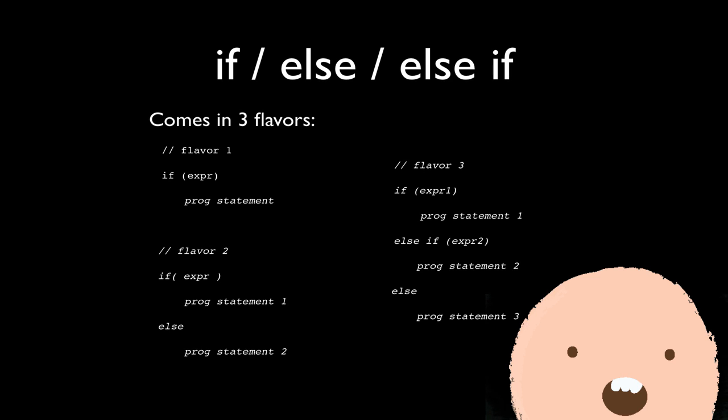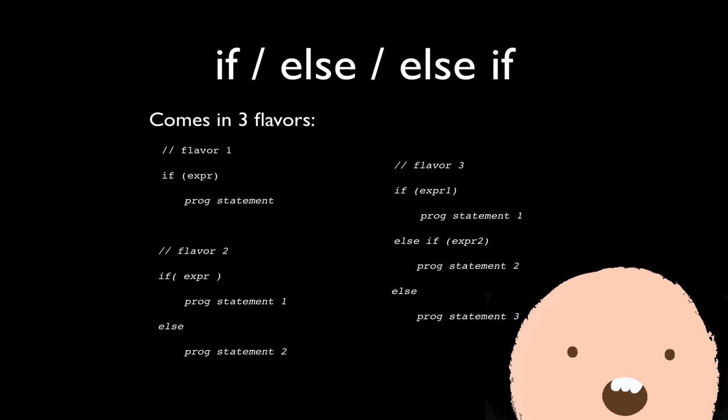In flavor 3, we have the if expression 1 and then some code. Then we can add the keywords else if and a second expression, and we can continue that on as much as we want. So we can have many else if statements in one of these constructs, and then finally we can also add an else statement on the very bottom.